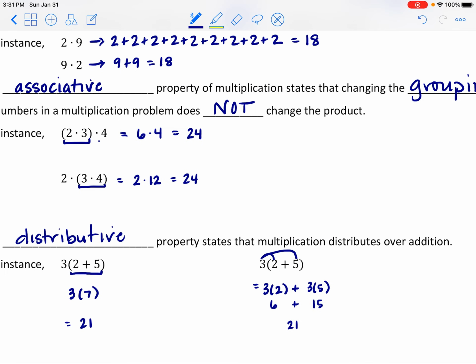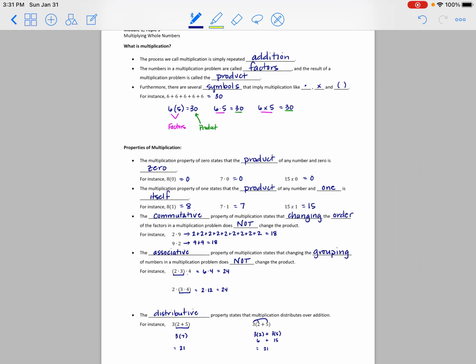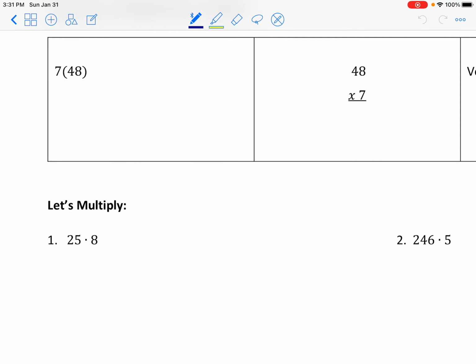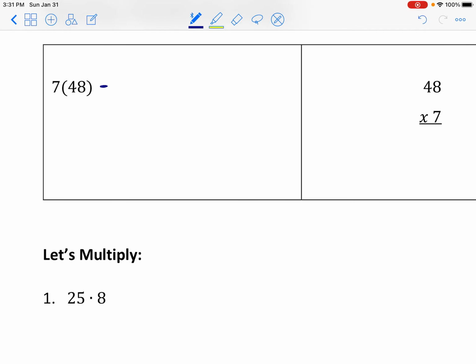That's what these properties are doing, giving us ways to manipulate our problem but not change the result. So that is our distributive property. Both end up being 21 there, okay? So now that we've talked about some properties, let's look at some ways that we can organize multiplication. So 7 times 48, one way you can look at this is using expanded form and that distributive property that we just talked about. So for instance, 7 times 48 I could look at as 7 times, if I wrote 48 in expanded form, it's really 40 plus 8. Right? It's 4 tens and 8 ones.